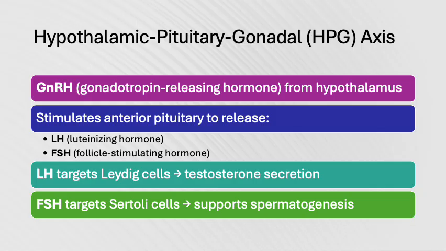LH acts on the interstitial Leydig cells in the testes, prompting them to produce testosterone. FSH works on the Sertoli cells within the seminiferous tubules, supporting the process of spermatogenesis. Together, these 2 hormones ensure both the structural and functional aspects of sperm development are regulated. This system is highly responsive to feedback, maintaining hormonal balance throughout adulthood.